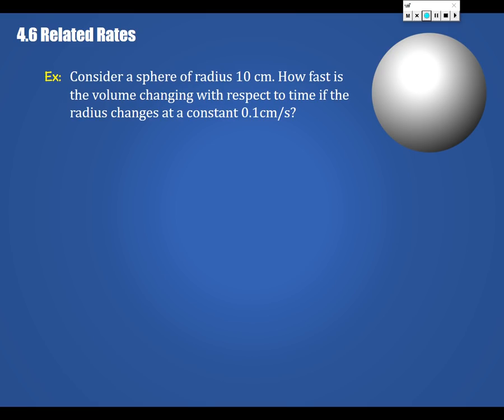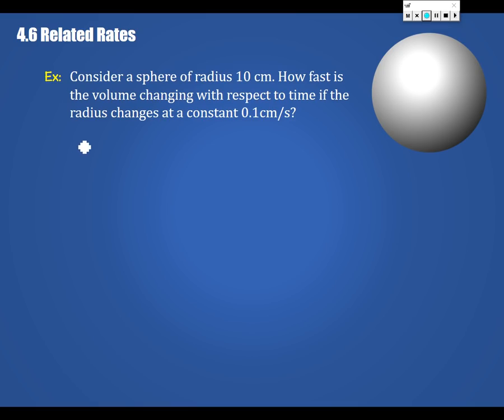All right, so consider a sphere of radius 10, just like we did. How fast is the volume changing with respect to time? Notice, with respect to time, we're asking questions about fast, slow, right? That was not in the warm-up at all, but it does seem similar, perhaps. If the radius changes at a constant 0.1 centimeters per second. Okay, so notice that here the independent variable everywhere is time, and everything is changing with respect to time. Well, I shouldn't say everything, but I think everything in this problem is.